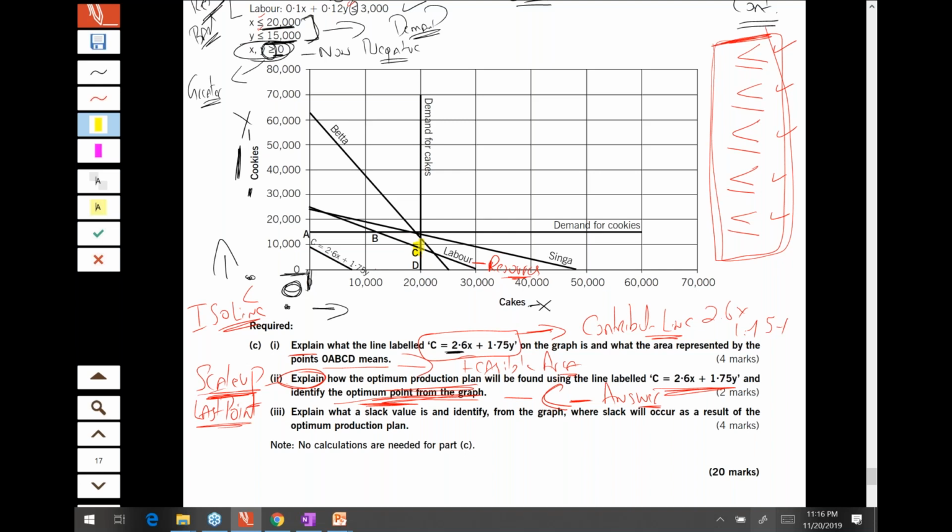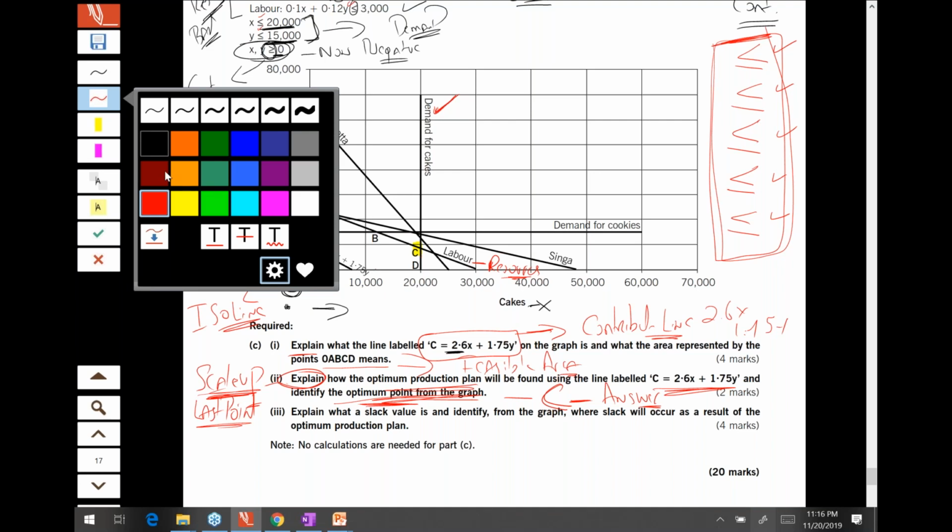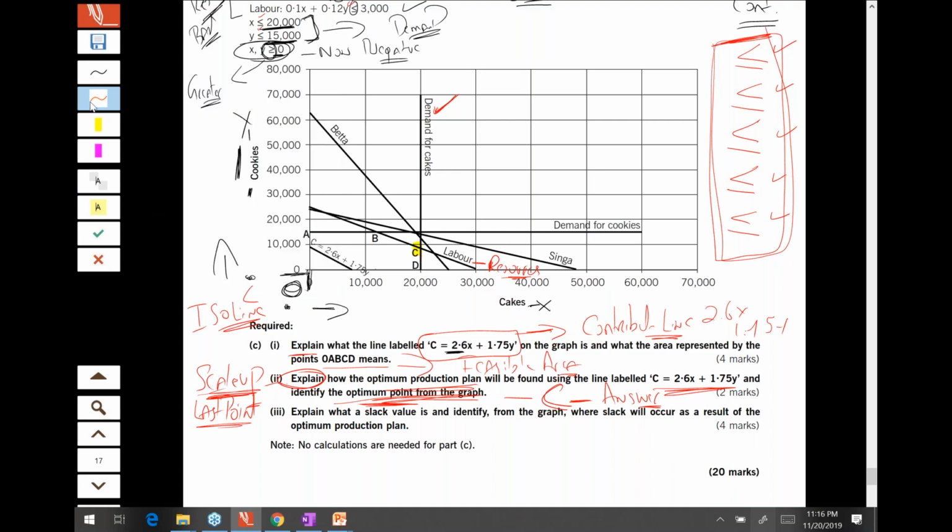Yes. And what is the other line? The other is a demand line. And this is a labor line at this point. Okay. So shadow price will be worked out for labor only, not demand. We work out shadow price for a resource.